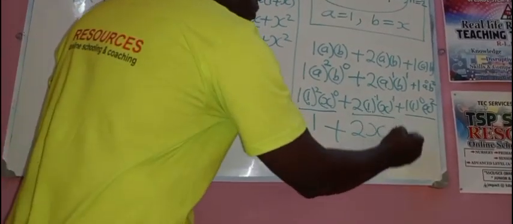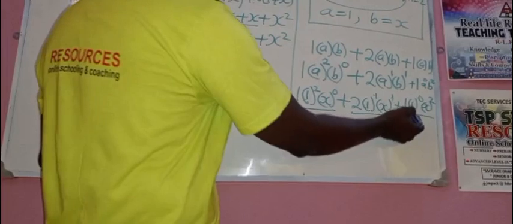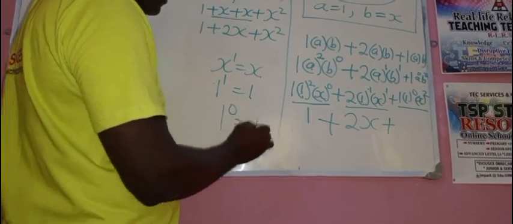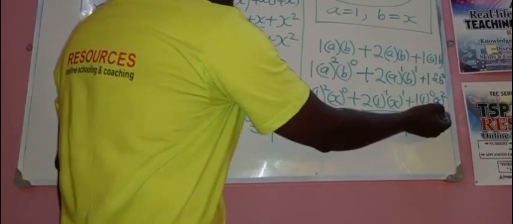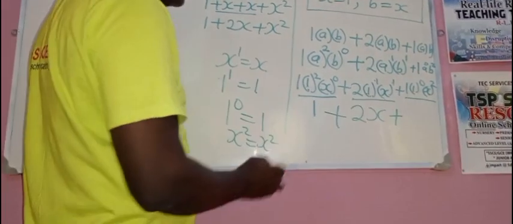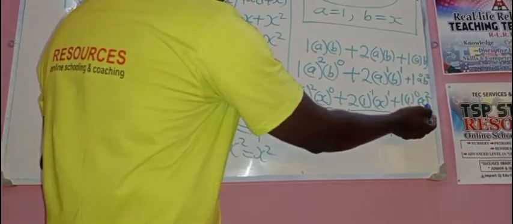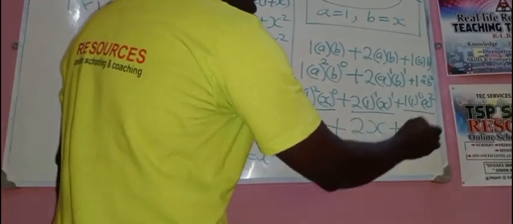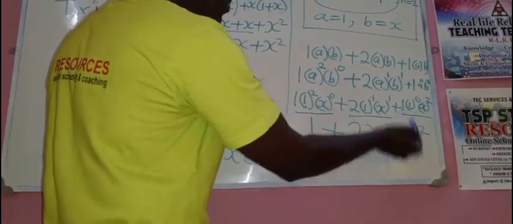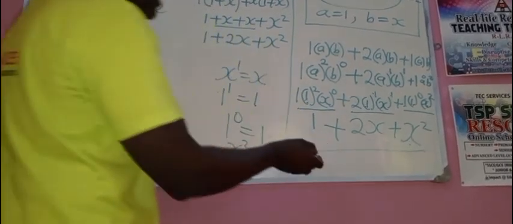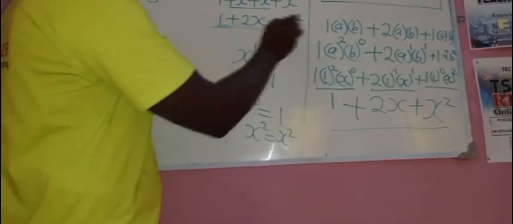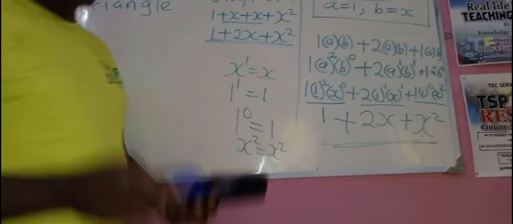Now, plus, let's come to the third term. This is 1. What is 1 raised to power 0? Anything raised to power 0 is 1. Do you agree with that? Then what is x raised to power 2? It is x raised to power 2. So x raised to power 2 times 1 will give you x squared. Do you see that we get the same answer with this method that you are used to before? Okay.